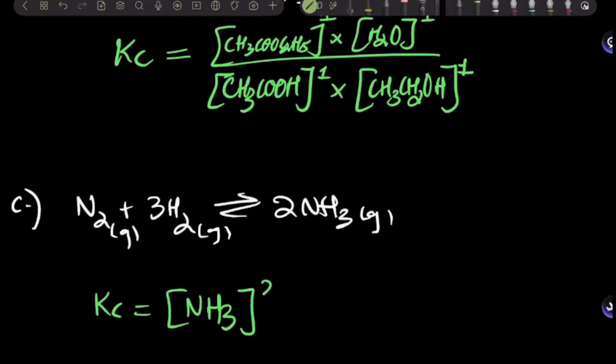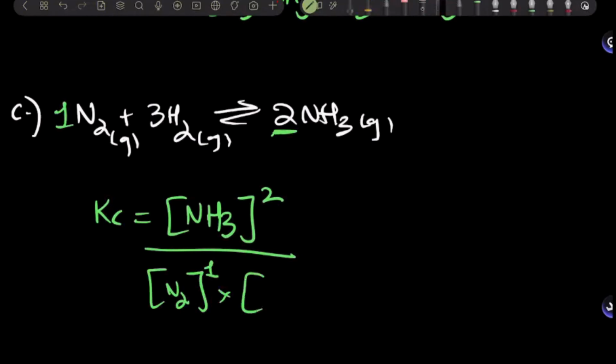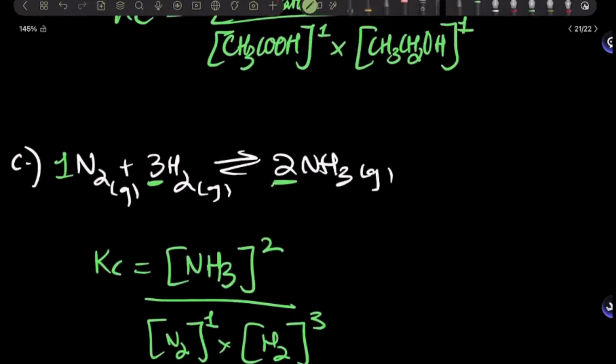Its concentration to the power 2, because 2 is the molar coefficient, divided by the left-hand side: N2 to the power 1, and H2 to the power 3, because the molar coefficient is 3. That becomes the exponent or the power of the concentration brackets. Are we clear? Now, I'll give you a difficult example after this, in which you have to keep in mind that you never mention solids, but you mention everything else.